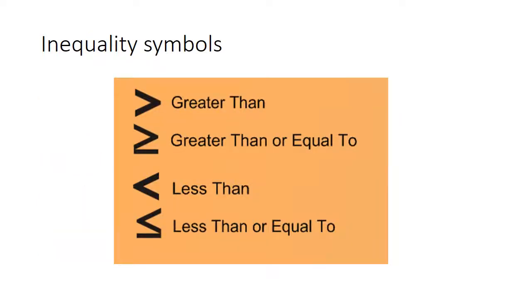Here are our inequality signs, something you should be used to already. We've got our greater than, which is this one. Greater than or equal to has the line underneath it. Less than, and then less than or equal to.